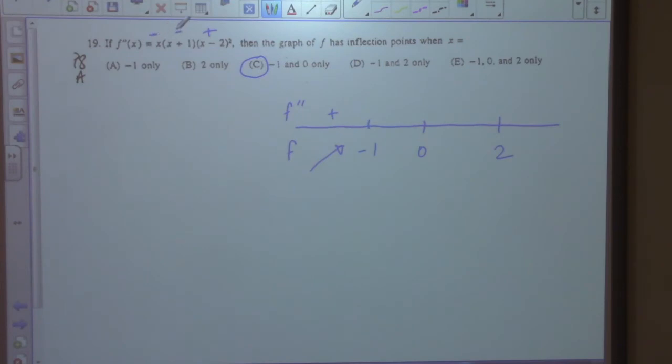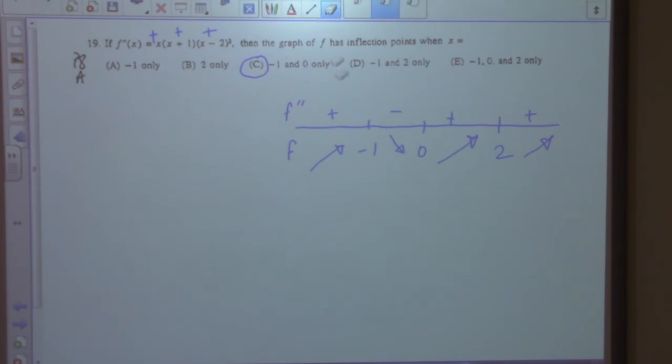That'll still be negative, but this will be positive. You have a negative times a positive, so there's one inflection point. And then when you have greater than 0, you have a positive times positive times positive, so it stays positive. So your only inflection points are going to be at x equals -1 and x equals 0.